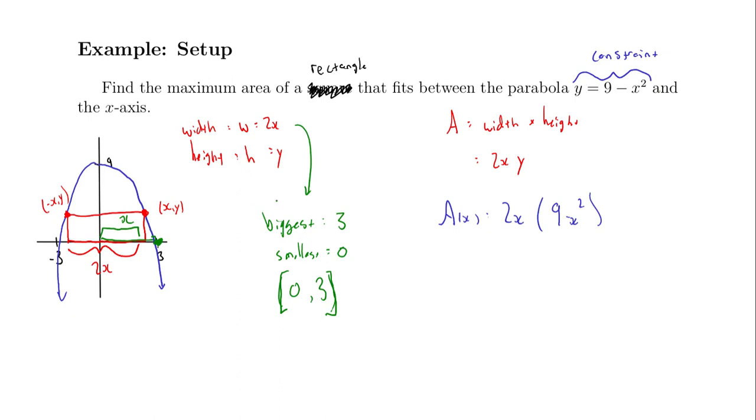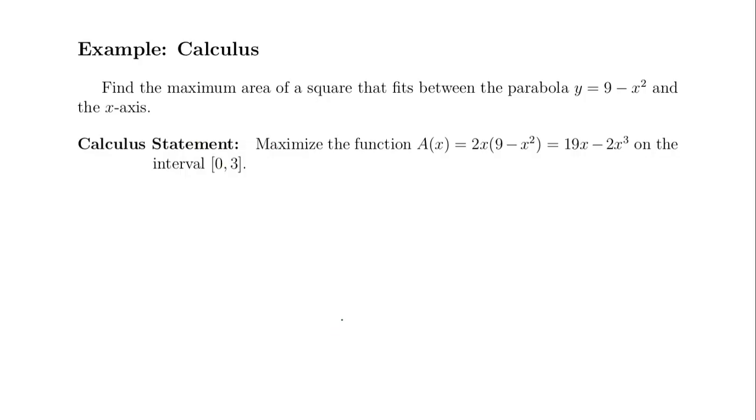So this is our setup. Some parameters or variables that we defined over here. We used the constraint and our context to build some sort of a function, and then we have a domain for that function. So we can write out our calculus statement now. What we want to do is maximize this function on this interval. So here's our calculus statement.